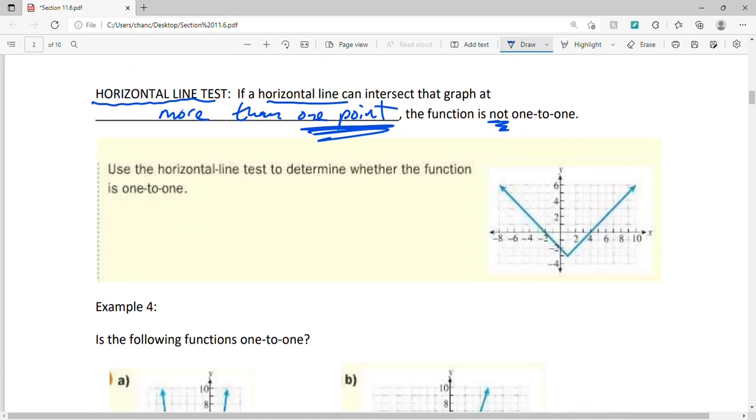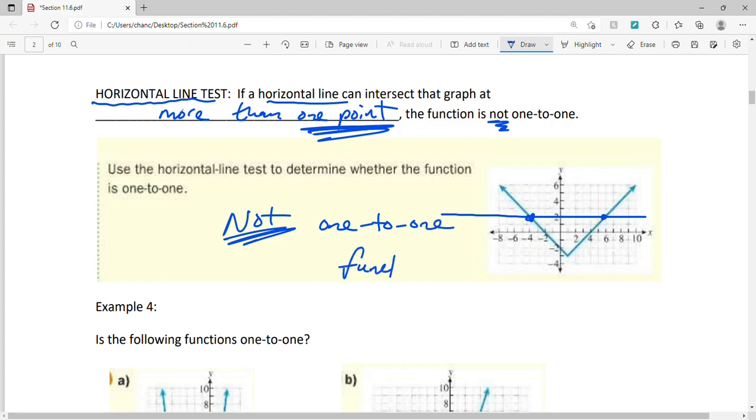Let's look at this example. We only need one line, and I'll pick a random one, this one. You can see that it intersects twice, so this is not one-to-one. This is not a one-to-one function because I can draw a horizontal line that intersects more than once. This is not one-to-one.